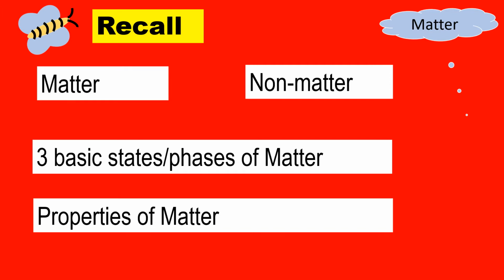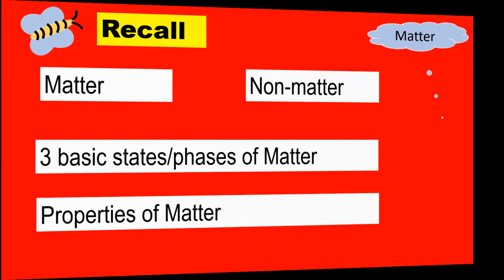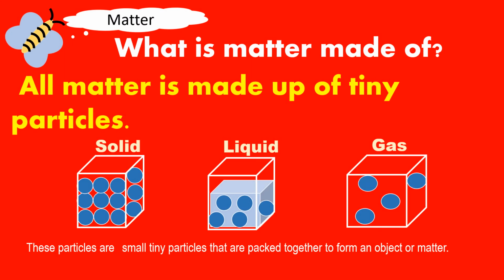You also learned some selected properties of matter related to the states of matter, such as mass, volume, shape, compressibility, expandability or expansibility, and density. Let me ask you this question. What is matter made of?